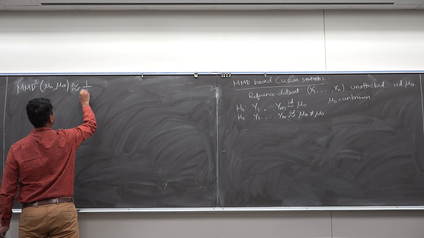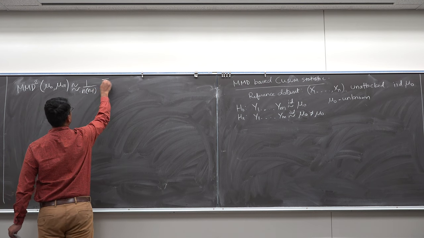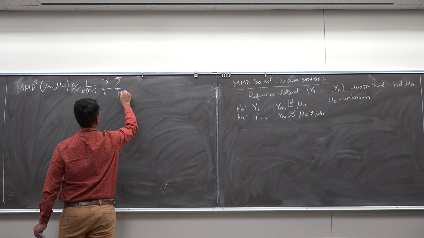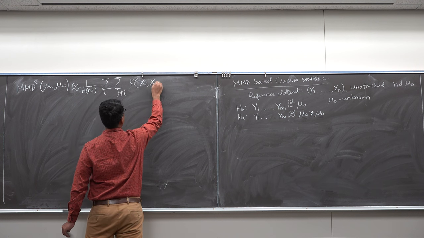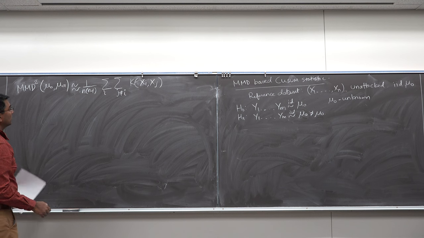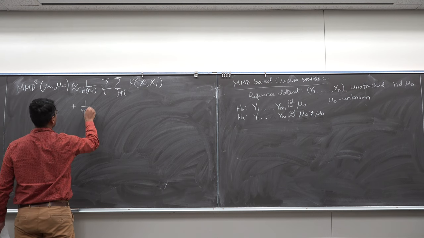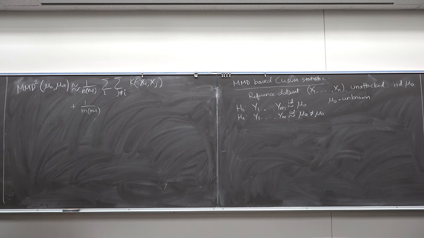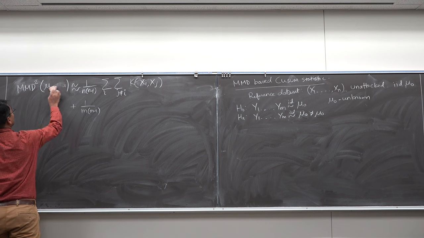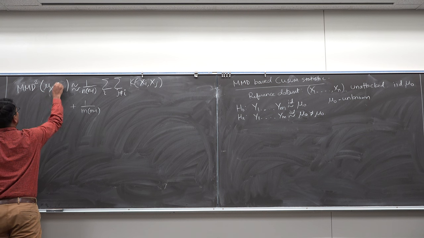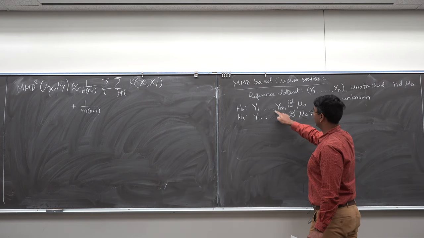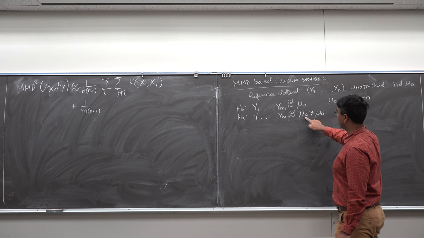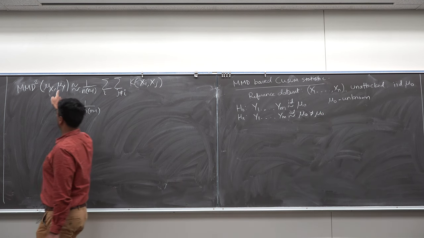It is 1 over n minus 1, summation over i, summation over j not equal to i, k(xi, xj), plus 1 over m, and so on. I have used mu a, but let me use mu x and mu y, because I have the reference data set x and I have these samples y. I don't know what distribution y has. It could be mu naught, it could be mu a. So I'm just using mu y to denote the distribution of y.